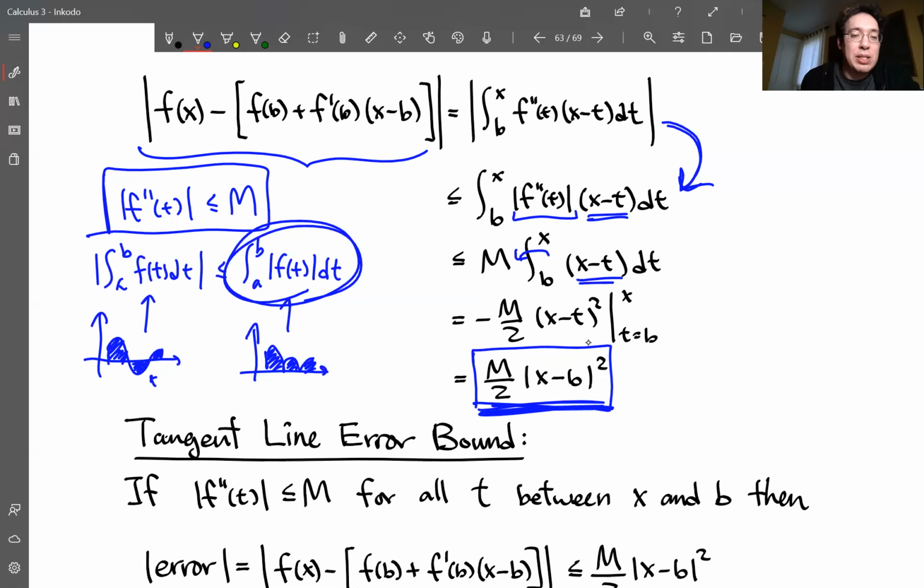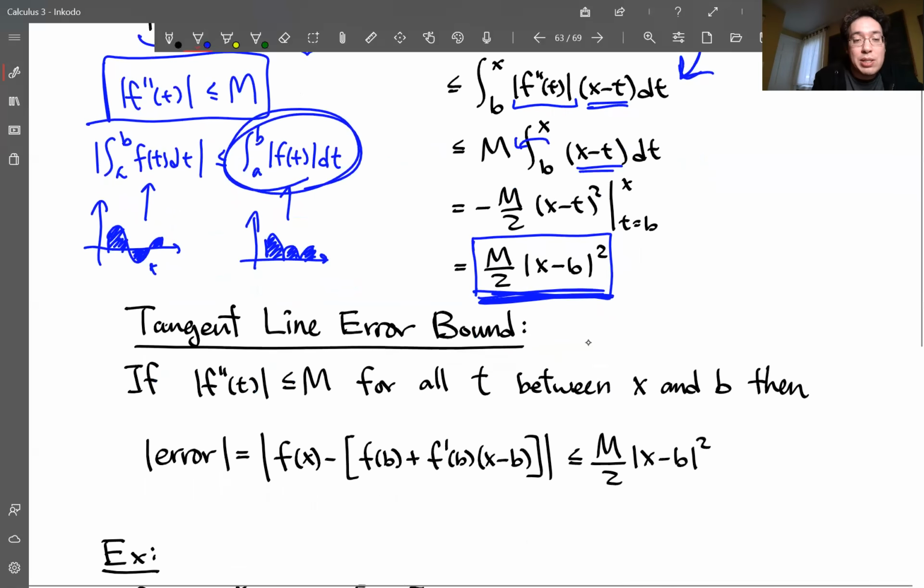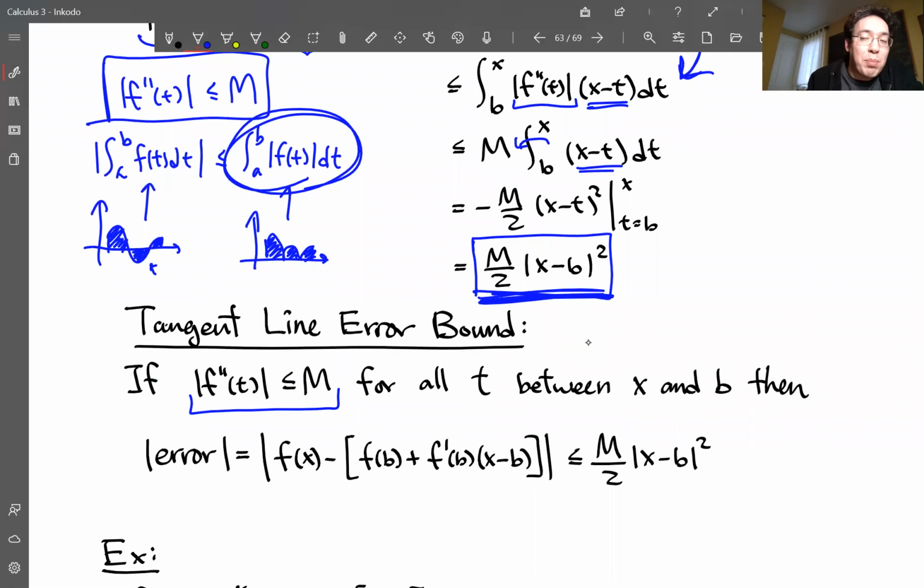Okay, so this is the tangent line error bound. So as long as you can have some estimate of how big the second derivative could be, then you can control what the error is going to be. So the error is always bounded by that: whatever the second derivative is bounded by, divided by 2, times (x minus b) squared.